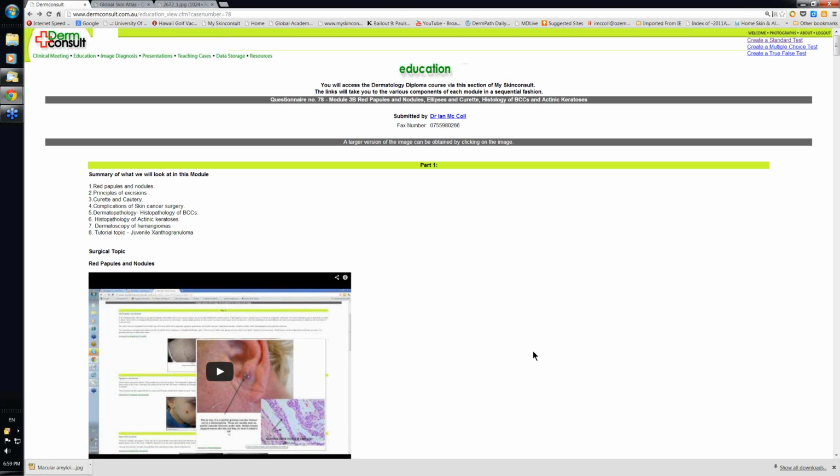Now in this particular module we're going to be looking at some of the red papules and nodules and a little bit on the principles of excision and curette and cautery. In derm path we're going to look at the histopathology of BCCs and actinic keratoses and a little bit on the dermatoscopy of hemangiomas. I think our tutorial topic is going to be juvenile xanthogranuloma.